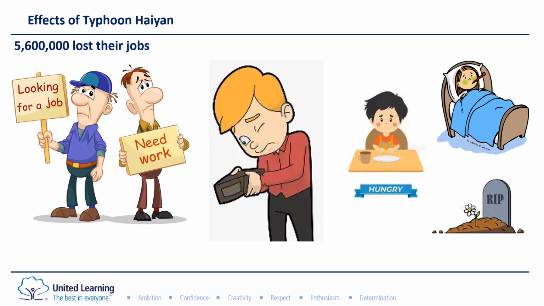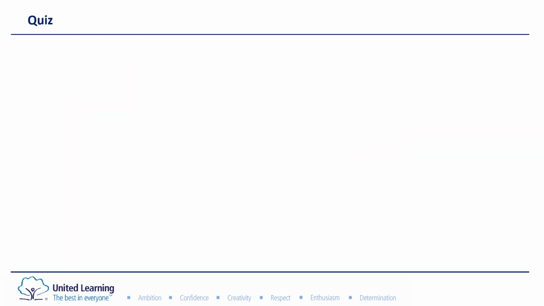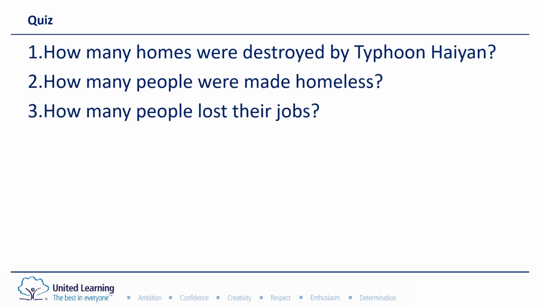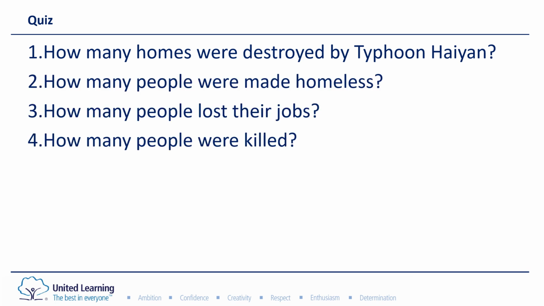So far we've got 1 million houses destroyed, 1.9 million people homeless, 6,300 people died, and 5.6 million people lost their jobs. Right, I have a little quiz for you. So question 1, how many homes were destroyed? How many people were made homeless? How many people lost their jobs? How many people were killed?